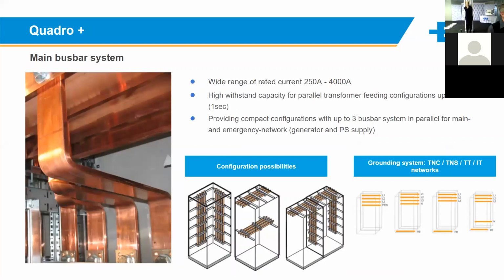This is a nice picture of some professional bus bars that were done, and in HagerCAD, it will also give you the different options of the earthing systems, TN-C, TN-S, TT, or IT, depending on the application you want to use it for. You can run up to three bus bar systems in parallel. As mentioned, the one that we're currently busy with is running two bus bar systems for normal power and then emergency power, but you can also add a third bus bar system.